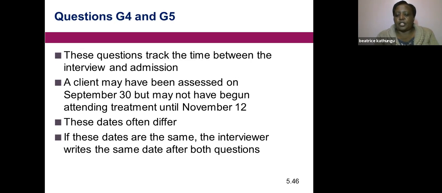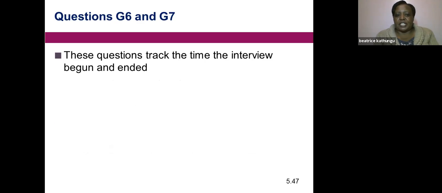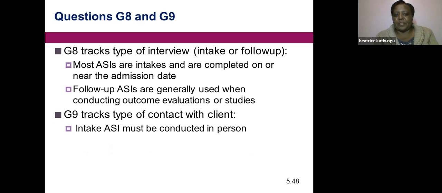It also goes further to give the time the interview begins and the time the interview ends, which are good pointers to the mental status or cognitive ability of your client. Now, the date of admission and the date of the interview are important because they help us know whether the client was interviewed and then it took very long before they were admitted. It helps give a lot of insights. G6 and G7, of course, track the time the interview began and ended. Then G8 tracks whether the interview is an intake interview or a follow-up interview, and Moses has already told us that. And then G9 tracks the type of contact.